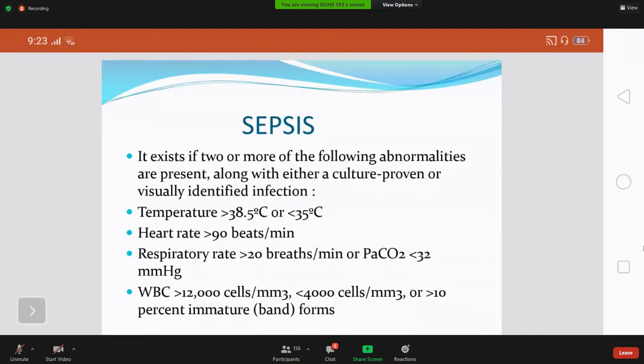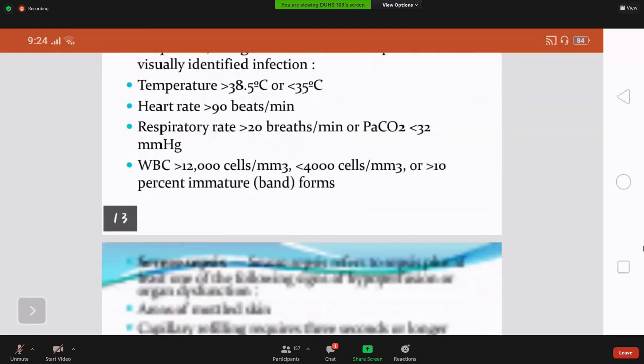So the same: a temperature greater than 100.4 or less than 35 degrees centigrade, a heart rate greater than 90 beats per minute, a respiratory rate greater than 20 breaths per minute, or a partial pressure of carbon dioxide less than 32 millimeters of mercury. You can have leukocytosis or leukopenia, a WBC count greater than 12,000 or less than 4,000. Then again, if two or more of these criteria are present along with a culture-proven source of infection, then you can identify this as sepsis.